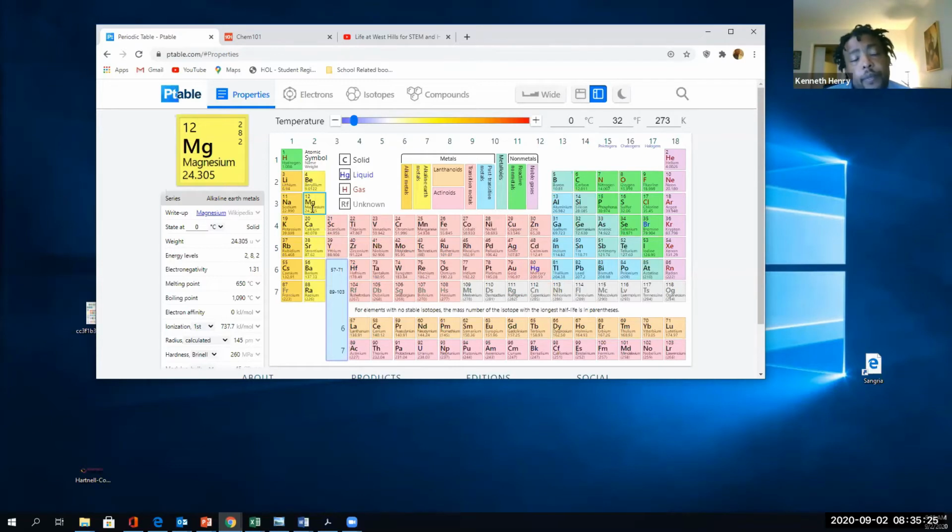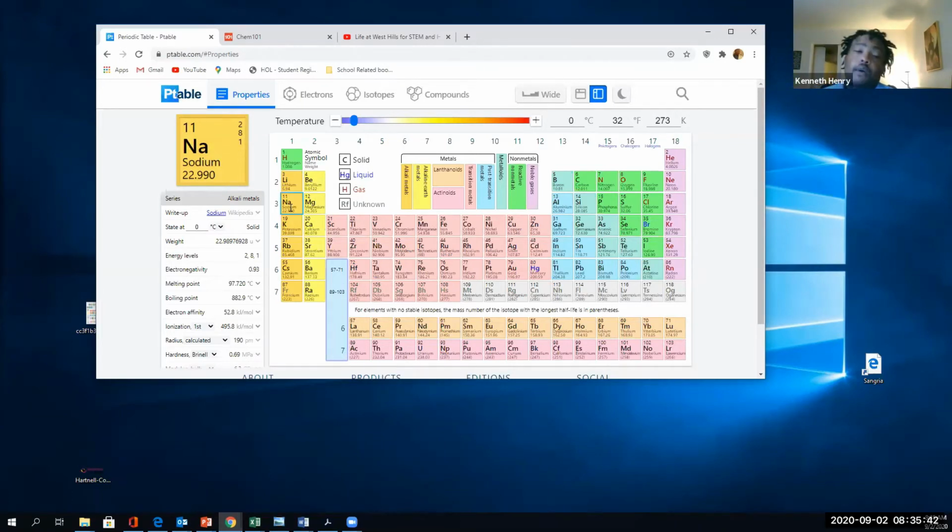Okay, so these metals, when they form ions, they're going to form a +2 ion, always. So they're always going to be +2. These metals are always going to be +1.